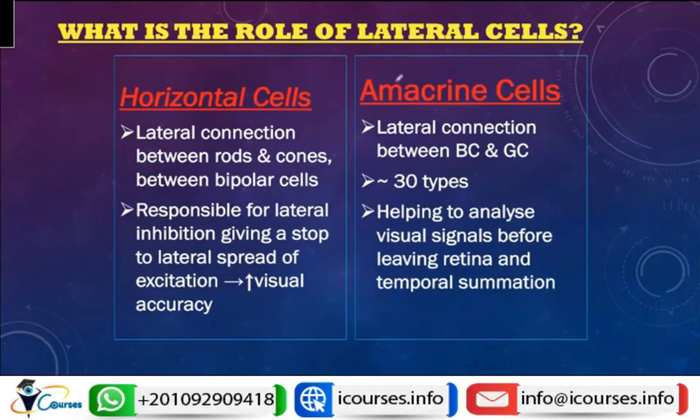To compare the horizontal cells and amacrine cells: the horizontal cells laterally connect the rods, the cones and the bipolar cells, while the amacrine cells laterally connect the bipolar cells and the ganglion cells, which are more than 30 types. The horizontal cells are responsible for inhibition of lateral excitation of the electrical impulse, what's called lateral inhibition, leading to increased contrast and increased visual accuracy. While the amacrine cells have different functions, like being stimulated in the initial part of the stimulus, or during the movement of the stimulus, or helping in temporal summation.